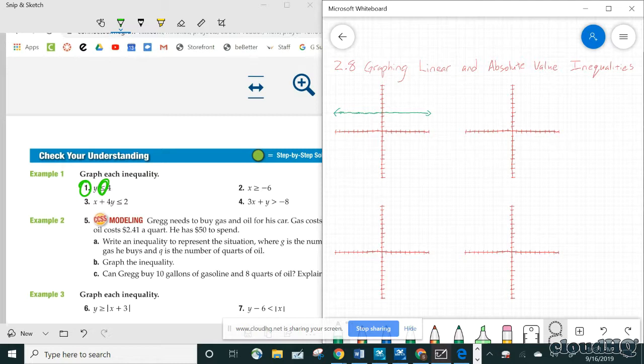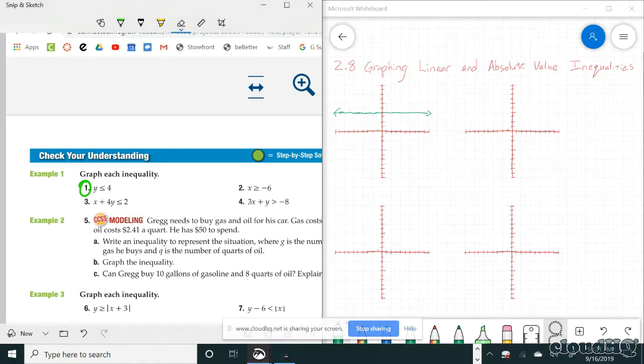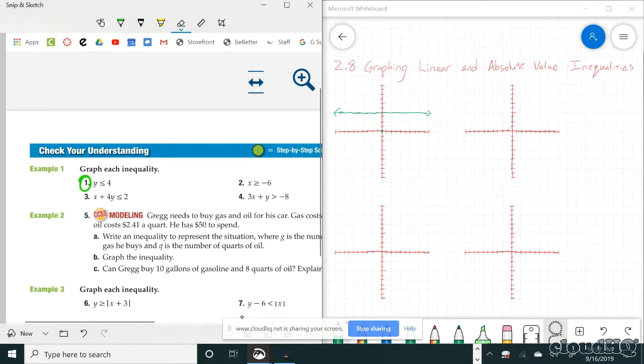And then that line actually breaks the whole plane into two parts. We have, in this case, because it's a horizontal line, this section that's above it, and then we have this section that's below it. One of those two half planes contains ordered pairs that satisfy the inequality. Let's pick a point and test it. So I like to test 0, 0. That's an easy point to test.